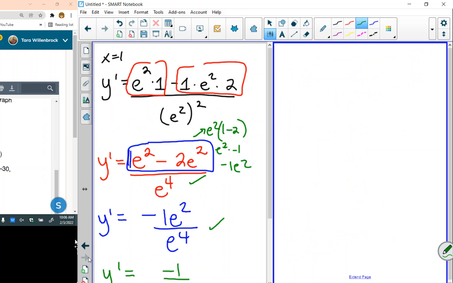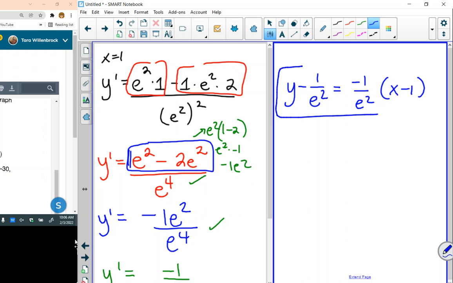Final answer, ultimately the line, y minus 1 over e squared equals negative 1 over e squared times x minus 1. Okay. A couple different versions of that particular value could be appropriate.